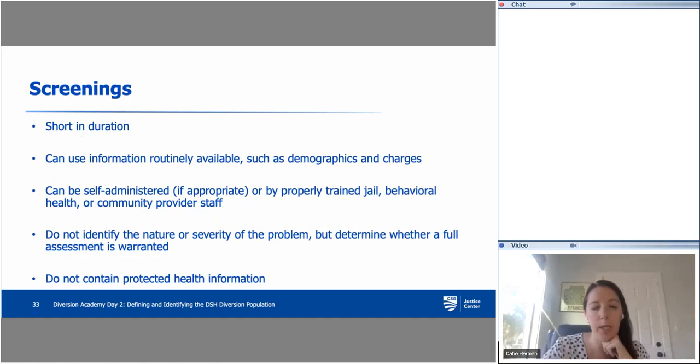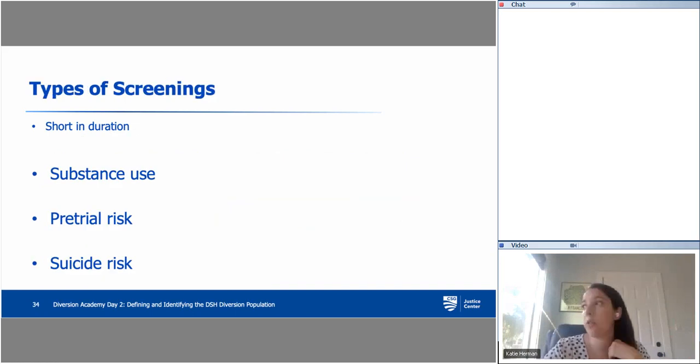Screenings are short in duration. You can use information that's routinely available. They can be self-administered if appropriate, or ideally by properly trained jail staff. And screenings typically do not contain protected health information. You can do screenings for mental health symptoms or issues, substance use, pretrial risk, which we'll talk about, and suicide risk.